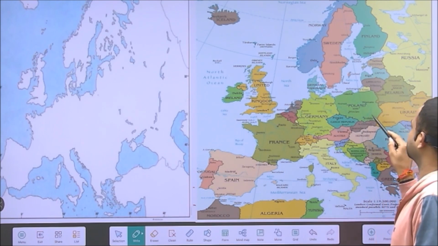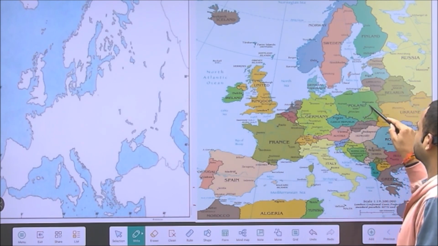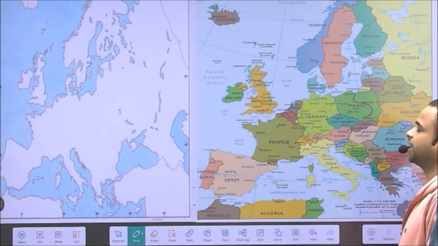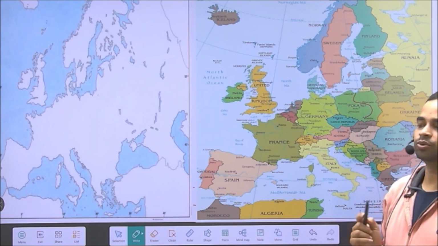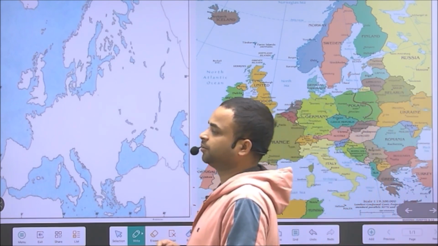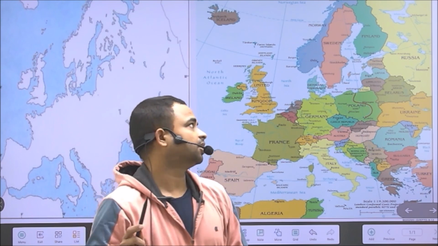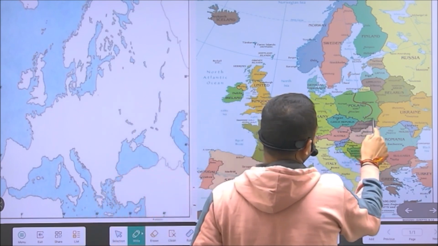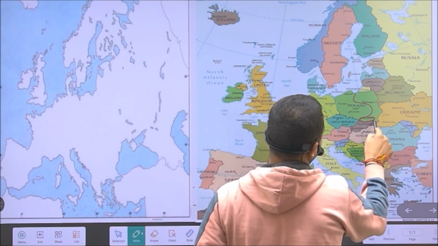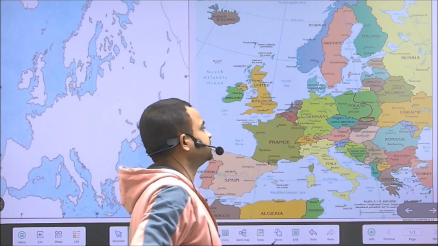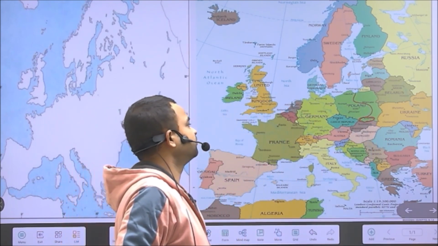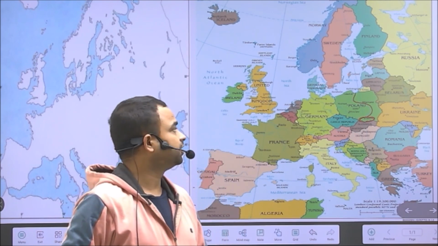Here you can see the Vistula River flowing in Poland, and the Vistula River is the most important river for Poland because of the storage of coal, and due to this coal, numerous industries have developed. Krakow is the city with the highest development of iron and steel in Poland.